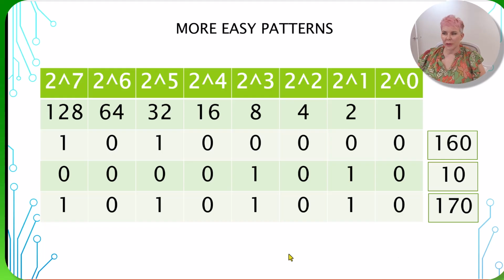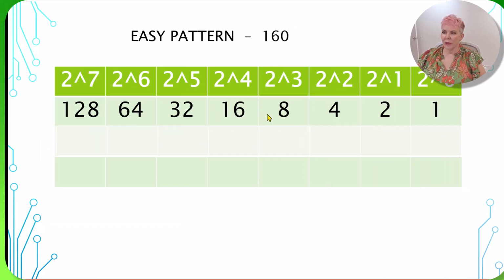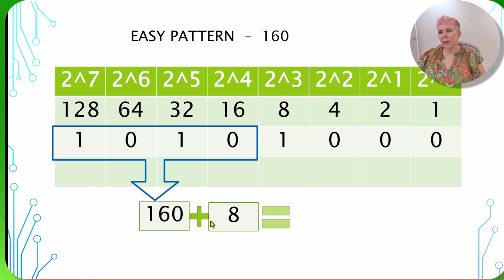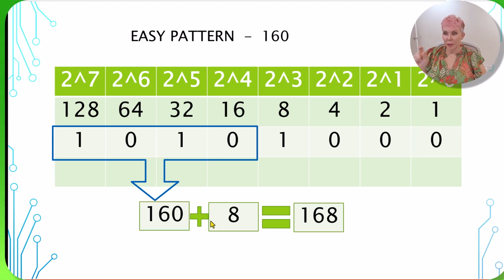We're going to use the easy patterns. Here's an easy pattern using 160. I've got 1010 turned on. Right now I know that's 160, and then I can see the 8 is turned on. Instead of adding 128 plus 32 plus 8, I add 160 plus 8 for a total of 168. I have just trained myself to see the pattern.